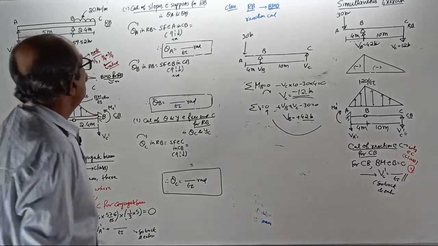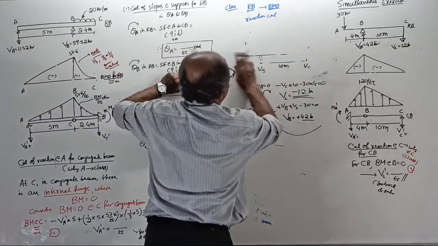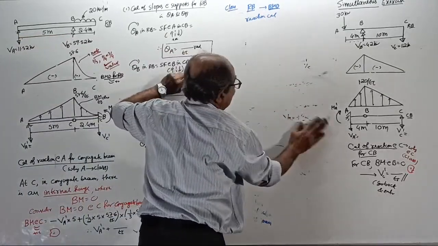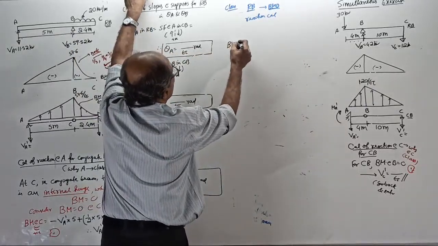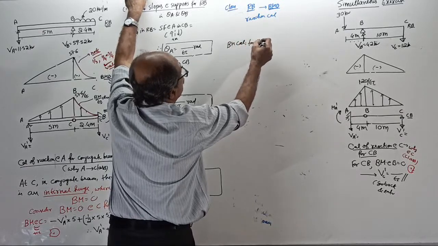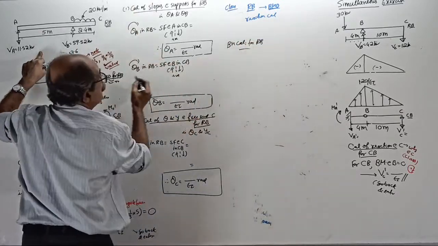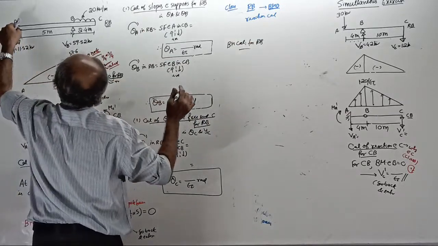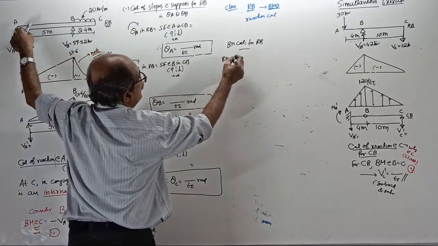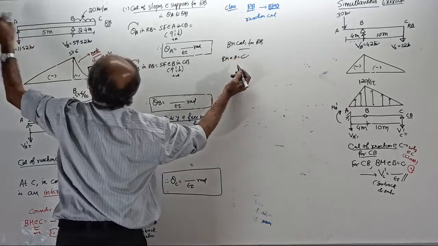Okay, now draw the BMD for both the beams. See, I will show the calculation here. Come to this question. Start. Bending moment calculation for the real beam. Using that, draw the BMD for the real beam, sagging positive. Start. BM at A equals 0.